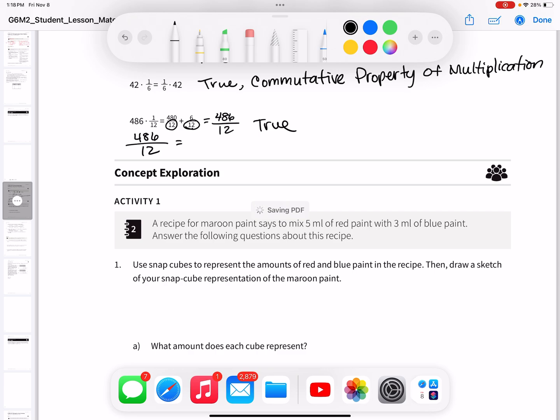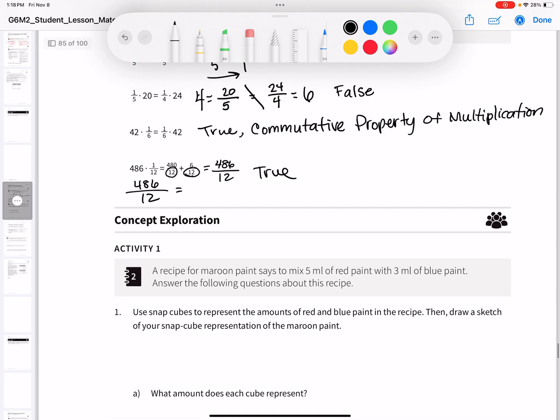It says you're going to explore paint mixtures, and we're going to draw some cubes to represent those. So in order to make a particular green paint, we need to mix 1 milliliter of blue paint and 3 milliliters of yellow paint. So although we're not doing what's on the screen right now, I'm going to talk you through this really quick. So we have 3 milliliters of yellow paint.